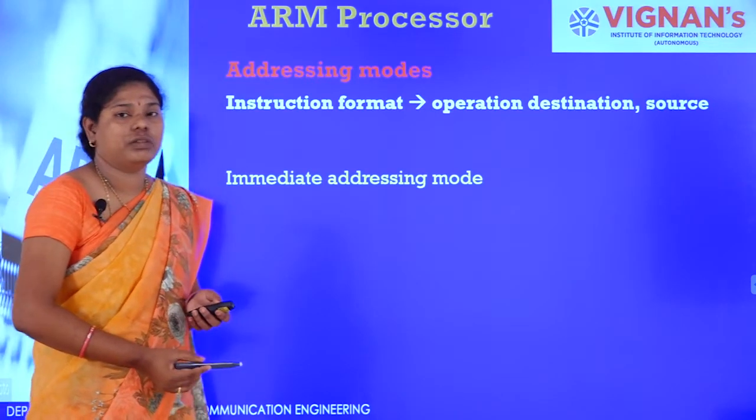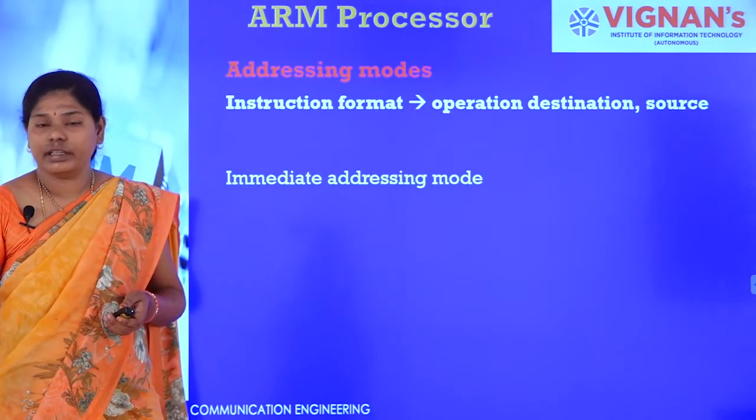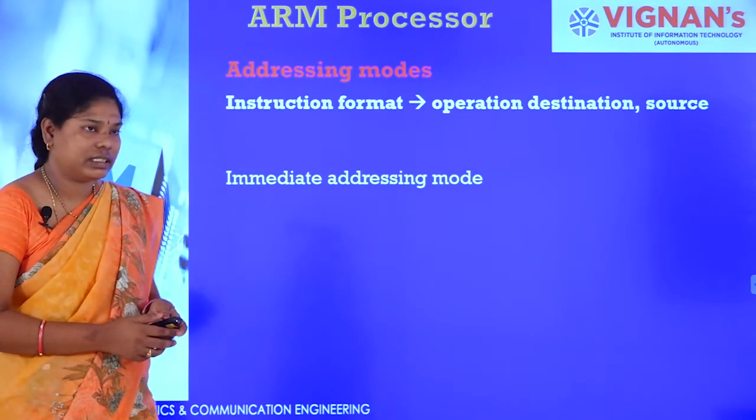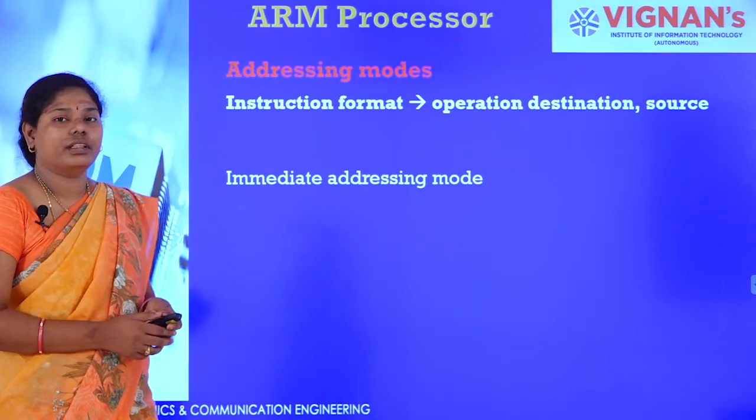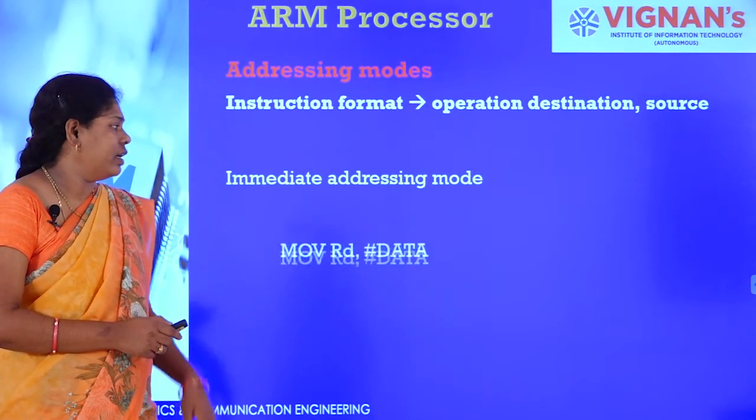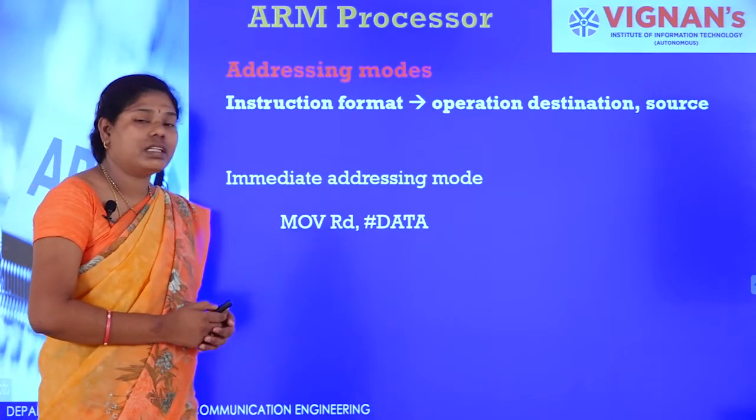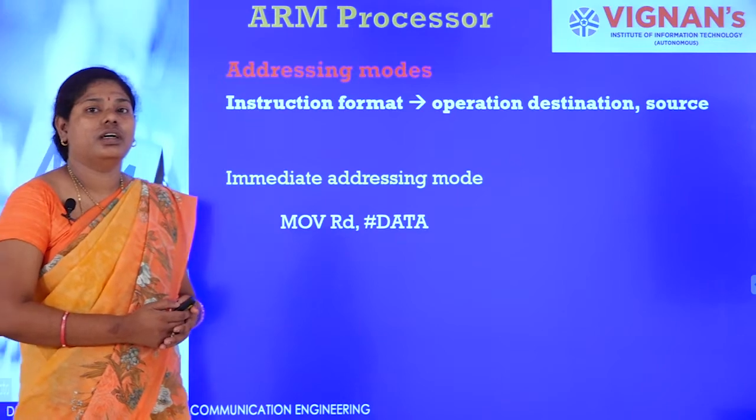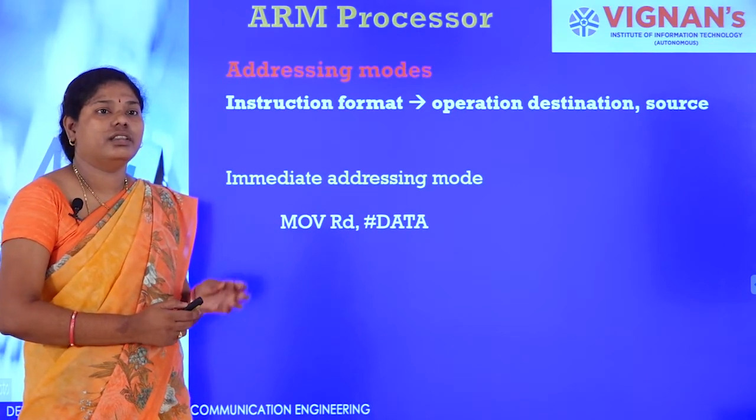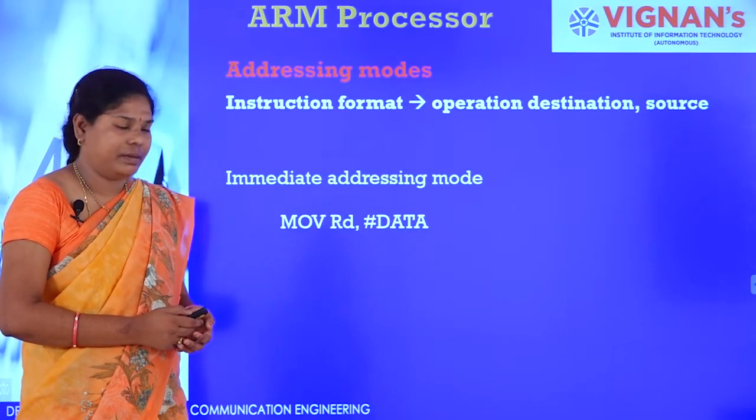The first addressing mode is the immediate addressing mode. Immediate addressing mode is nothing but the data itself being indicated by the instruction. The instruction itself contains the data. Here the hash symbol indicates that the number we are giving is the data.